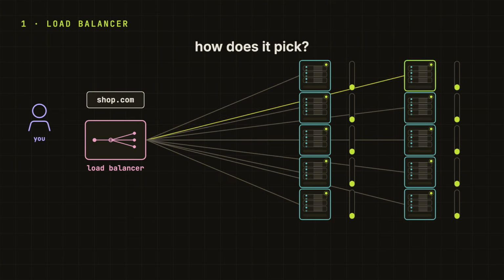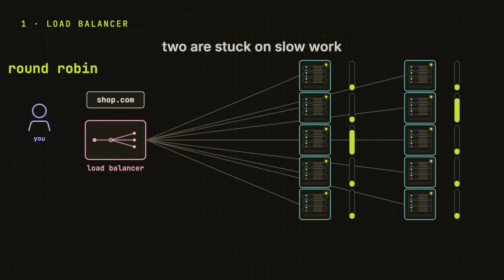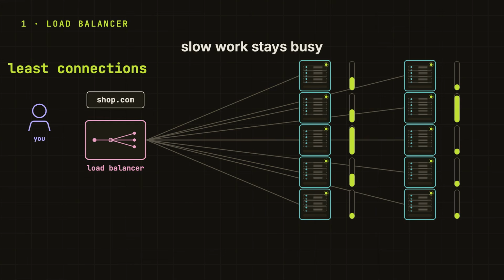Now, how does it decide which server? There are a few standard methods and you should know them by name. The simplest is round robin. Just go in turn. Server 1, server 2, server 3. Go back to 1. Next is least connections. Send the request to whichever server is currently least busy, which is smarter when some requests take longer.